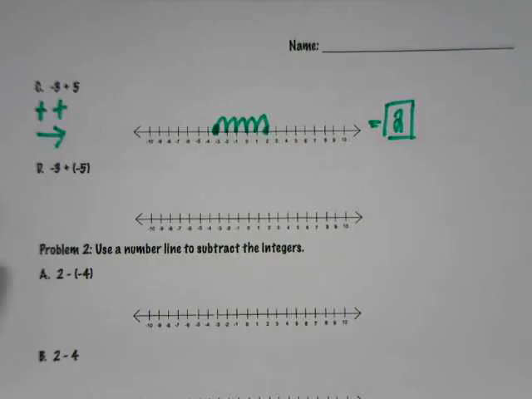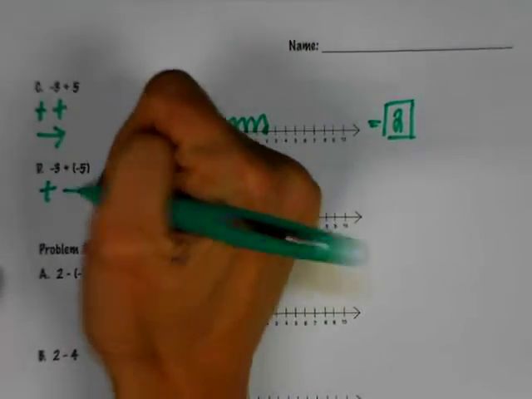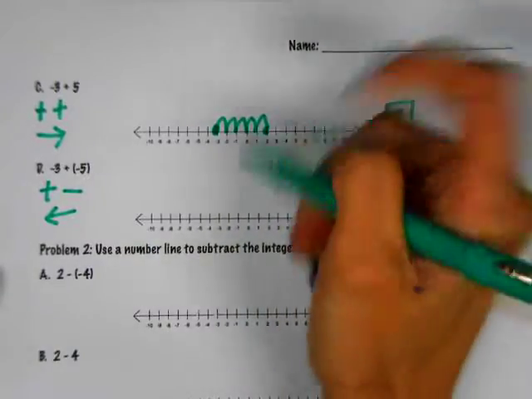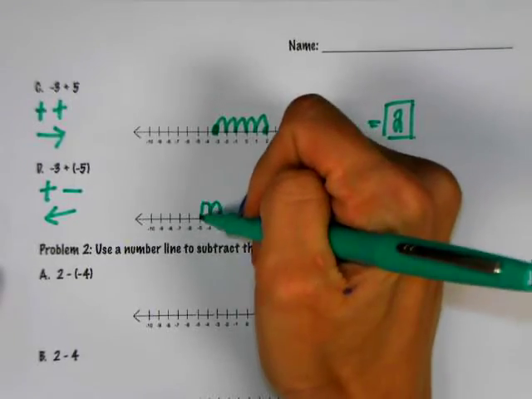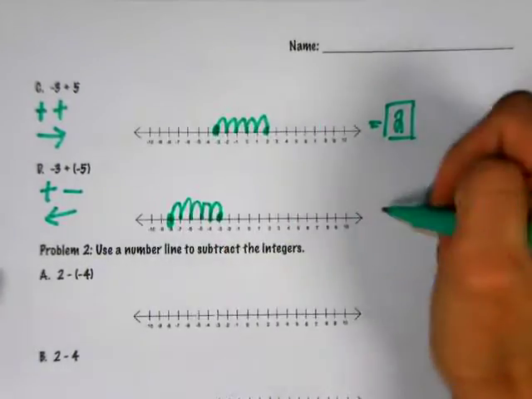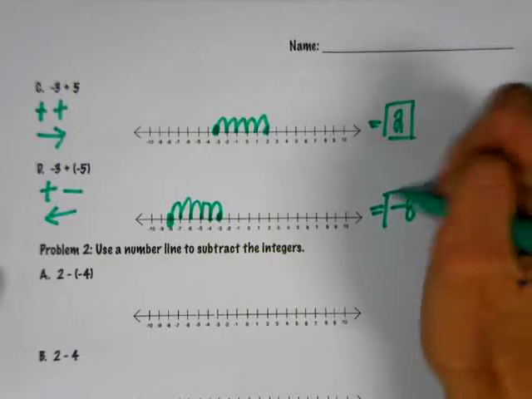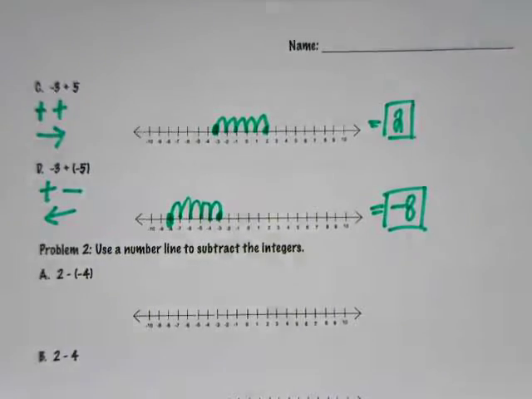And then negative 3 plus negative 5, adding a negative is to the left. But we're starting at negative 3 and then go to left. So we end at negative 8. Okay? Does that make sense? Okay. So the next one it's still a problem, not a got it. I just wanted to kind of separate the addition and the subtraction out.